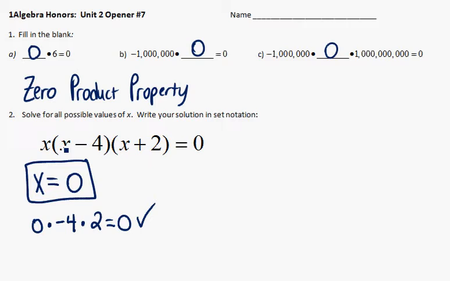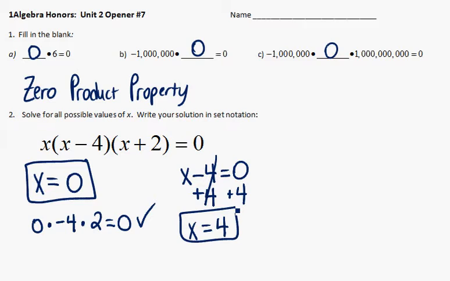So let's take a look at our second factor now, x minus 4. What about if x minus 4 equals 0? Well, let's solve this quick equation using inverse operations. I see that I'm subtracting 4, so I need to do the inverse operation of subtraction, which is addition, and add 4 to both sides of my equation. I get x equals 4.